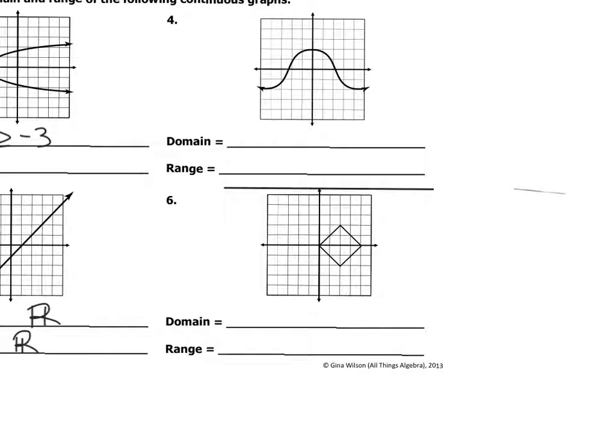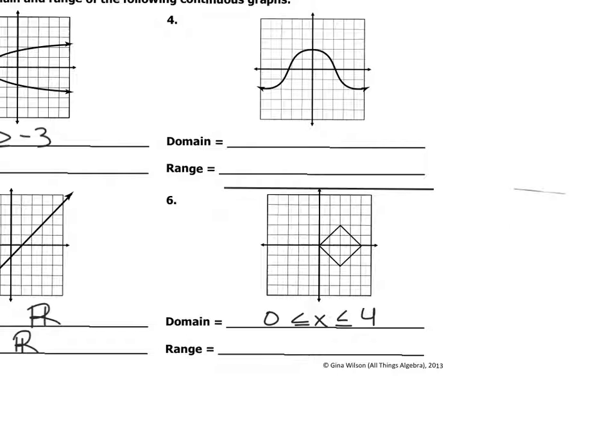So here, if I get my lightsaber and I look for my domain, I don't touch anything until I get to x equals 0, and I keep touching until I get to x equals 4. So this is going to be a compound inequality with 0 and 4, x in the middle. So x is going to be greater than or equal to 0 and less than or equal to 4.